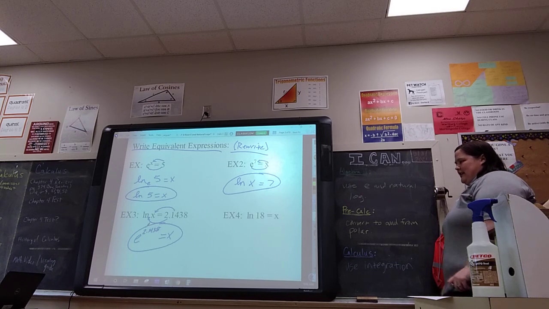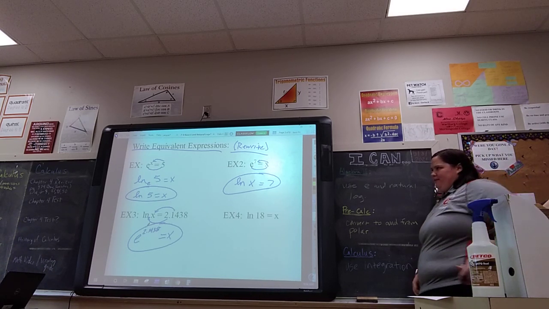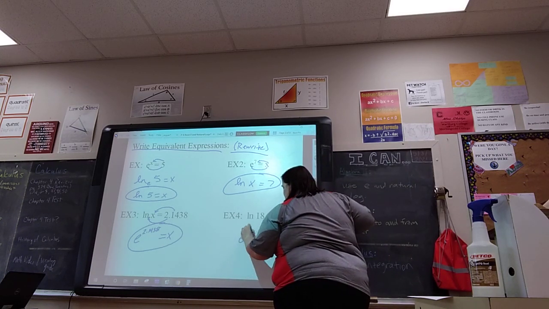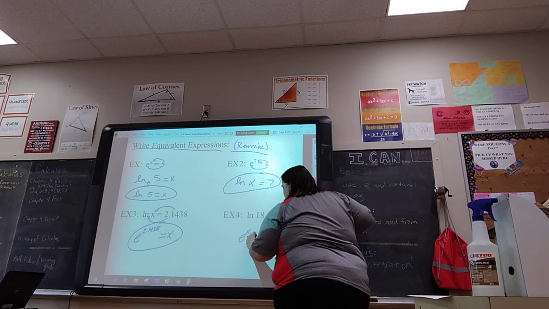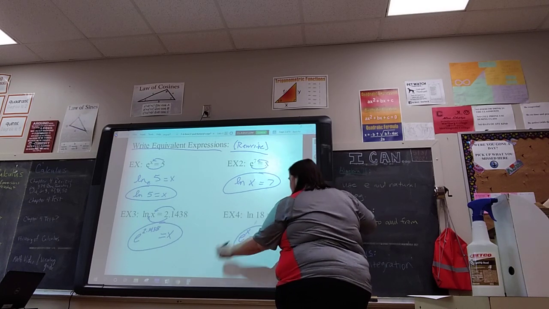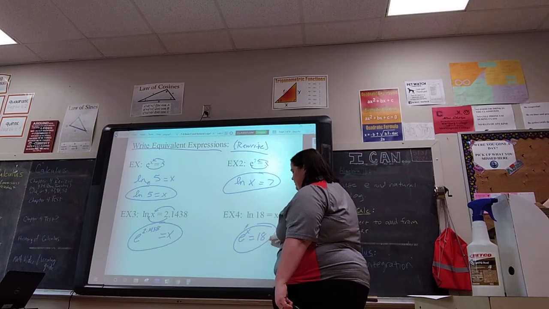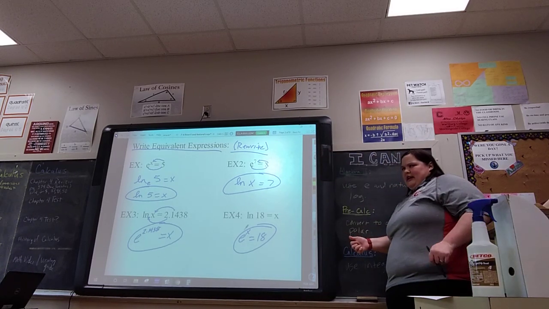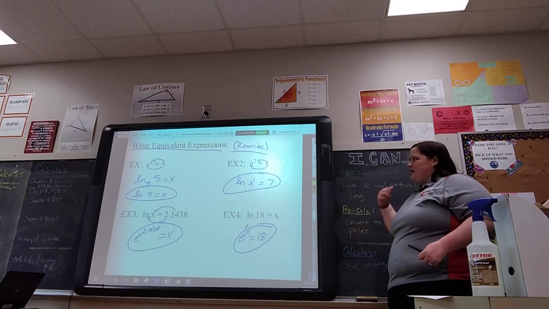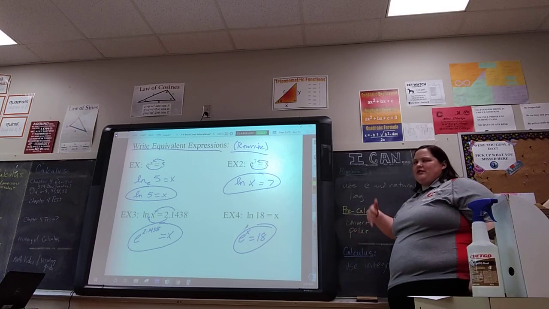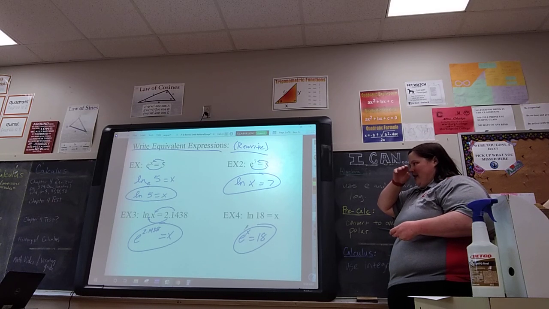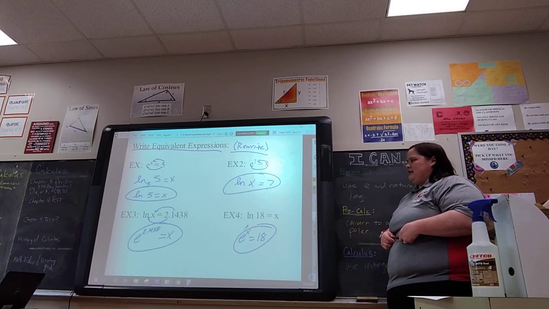So we have ln of 18 equals x, and we're going to rewrite it into an E. What's that going to look like? E to the x equals 18. So this was an ln format and we rewrote it into E. So you can evaluate them using the calculator, which we talked about on the first slide. And then we can write it into an equivalent expression, which is the rewrite process, just taking it and applying it to these functions.